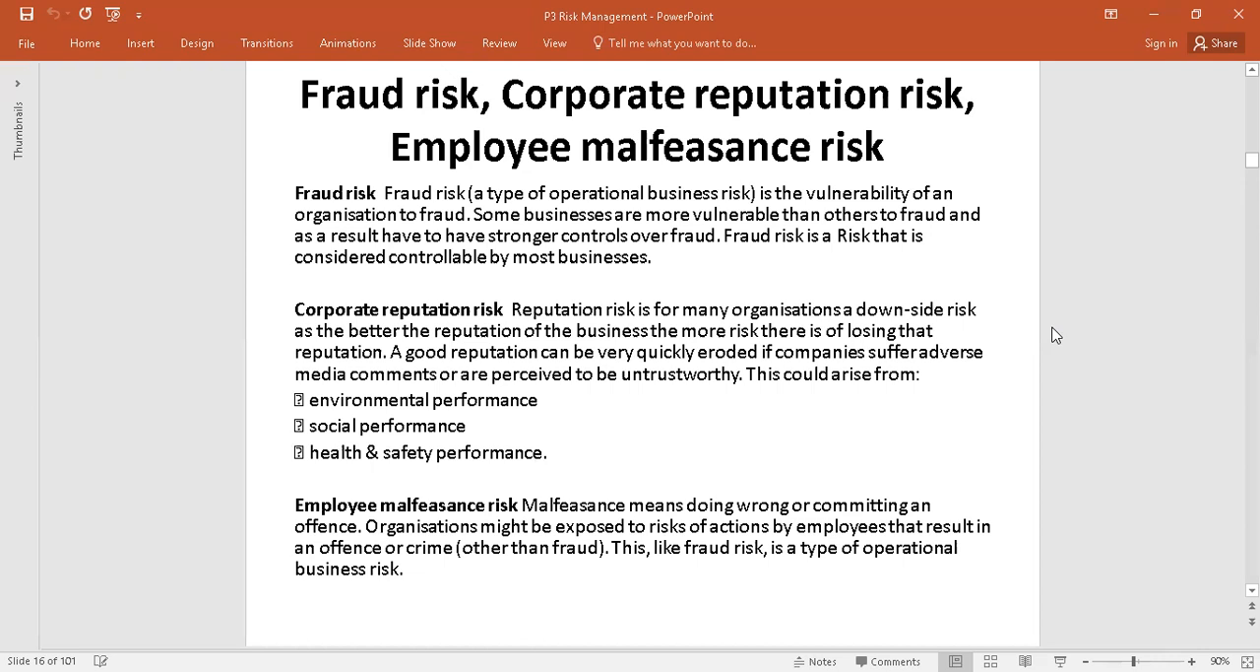Employee malfeasance risk. Malfeasance means doing wrong or committing an offense. An organization might be exposed to the risk of actions by employees that result in an offense or crime.